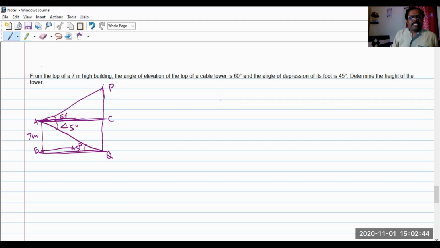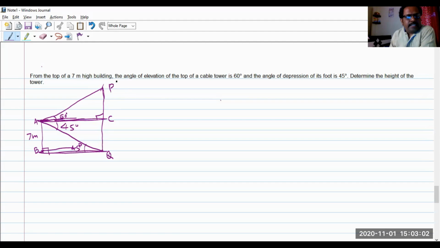So here we have a right angle triangle. The triangle ABQ is a right angle triangle, right? Also the angle ACP is a right angle. So now, to find the height of the tower PQ, what do we need to do?